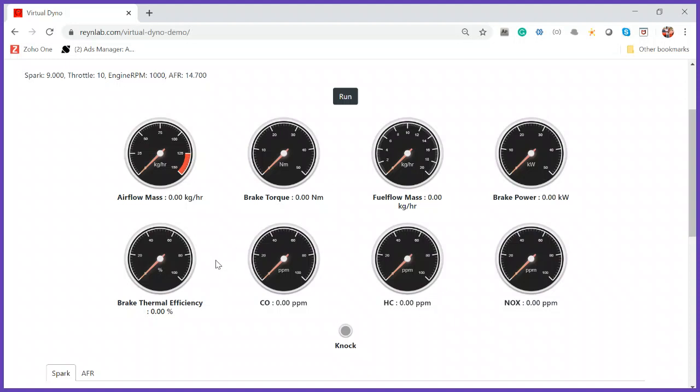Depending on what throttle inputs you give and what RPM it is running at, the dyno would show you what torque the engine is producing, the power, the fuel flow, air flow, brake thermal efficiency, a very rough indication of your emissions from the engine, and also if your engine is knocking.